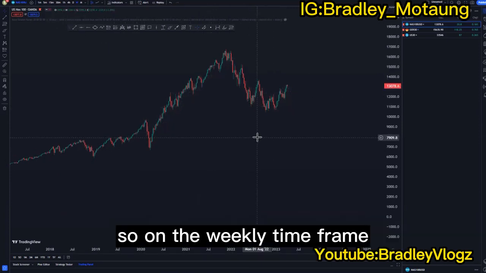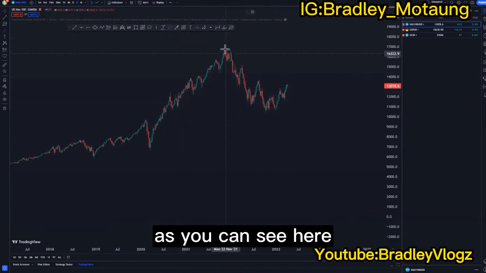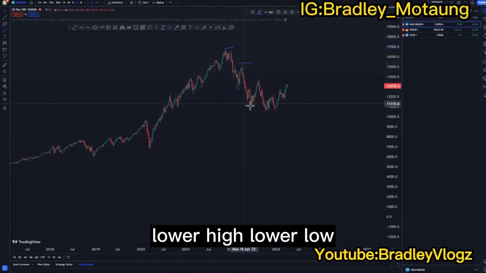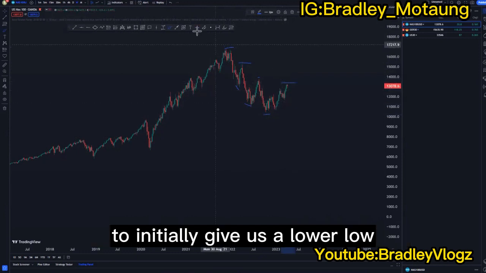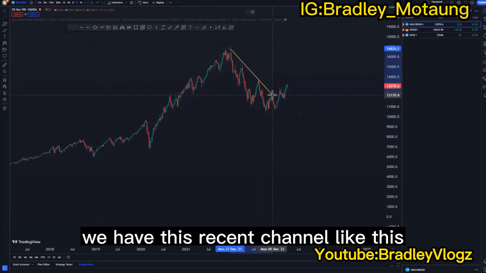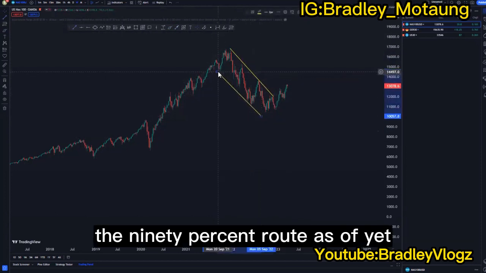So on the weekly time frame, we have the overall structure pushing to the downside. As you can see here, we had this higher high, and then we had the lower low, lower high, lower low, lower high, lower low, and then we expect a lower high here to initially give us a lower low. So drawing out the overall structures, we have this descending channel, whereby we haven't tapped the 90% rule as of yet.